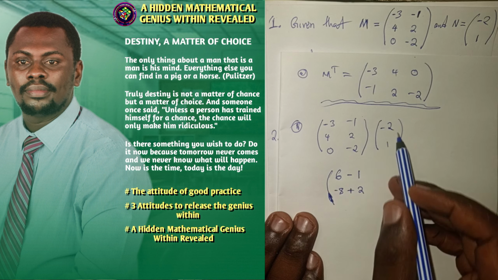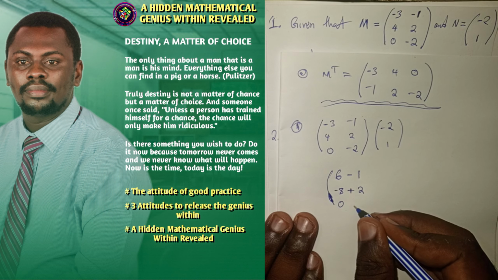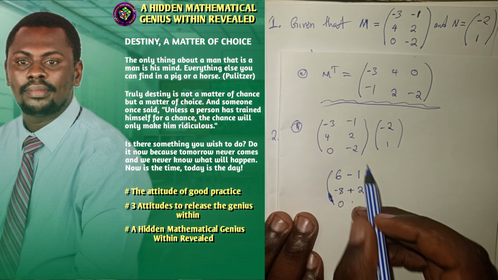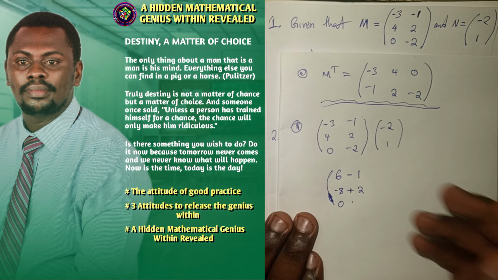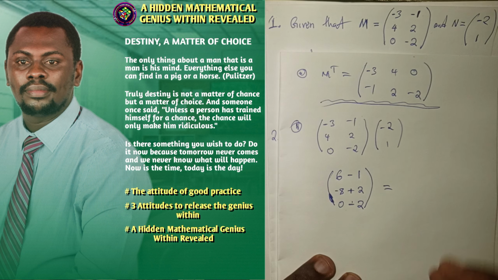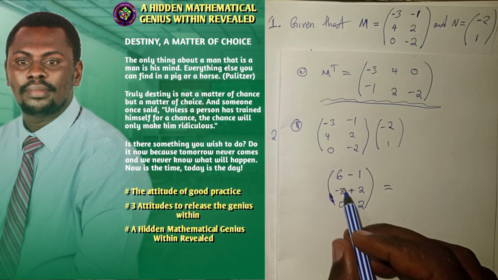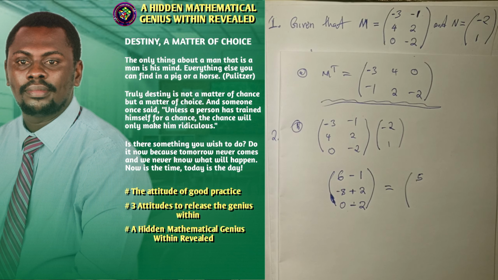Okay, 0 multiplied by -2, you get 0, plus -2 multiplied by 1, that is -2. So here we are going to have a -2. Okay, so this is equal to, we have 6 minus 1. What is 6 minus 1? Yes, 6 minus 1 is 5.